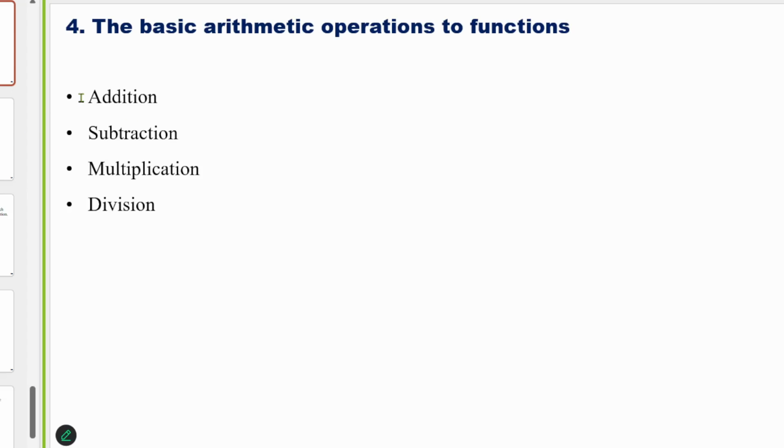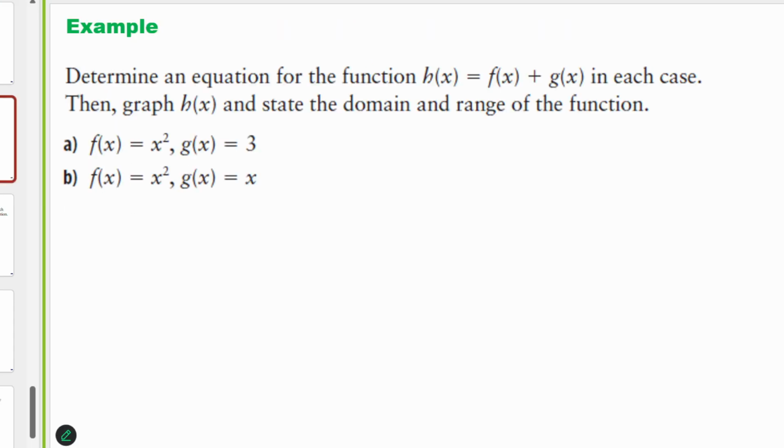Okay, in section 4 of topic 4, we're going to have a look at basic arithmetic operations applied to functions, which means we can apply addition, subtraction, multiplication, and division to any two of the functions. This is similar to the concept for numbers. So let's see an example here.